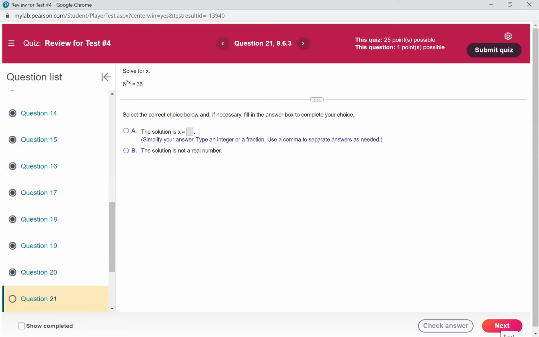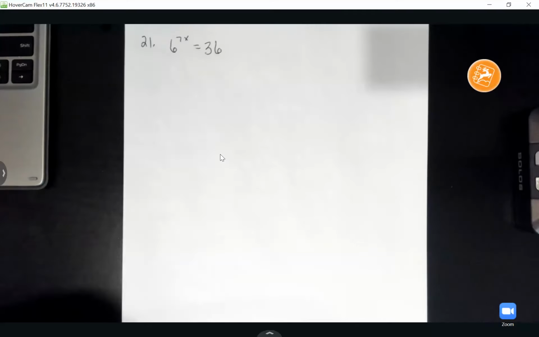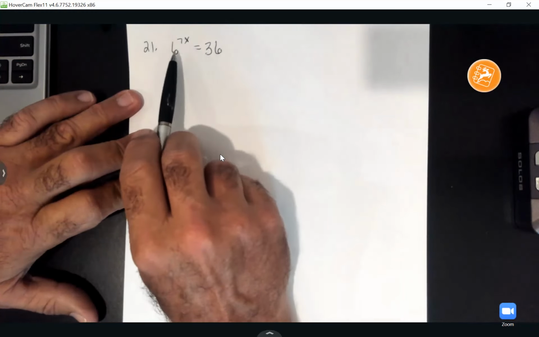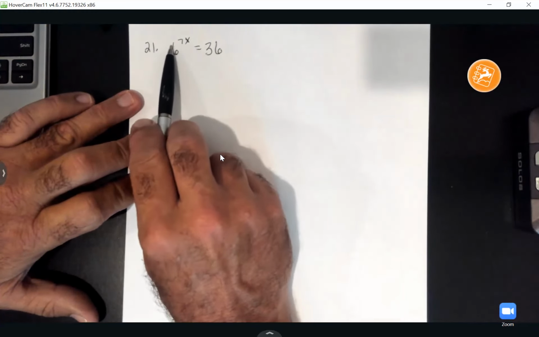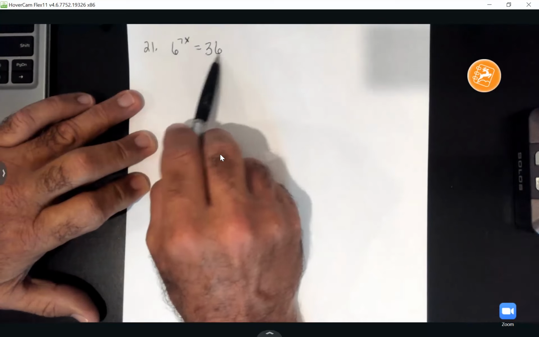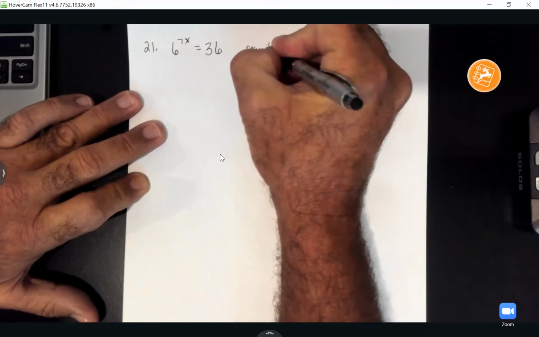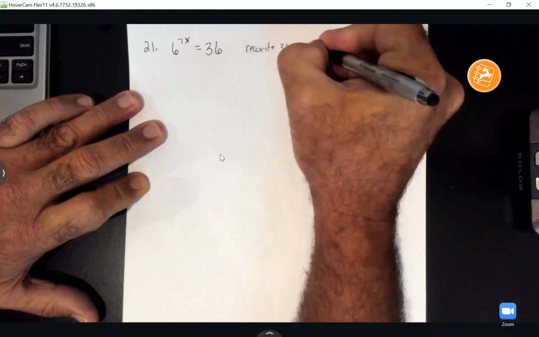All right, what is this? 21 says solve for x: 6 to the 7x equals 36. So do any of you have different answers? All righty. So on 21, whatever number is on this side, you'll rewrite on the right side. So I'm going to rewrite my 36.